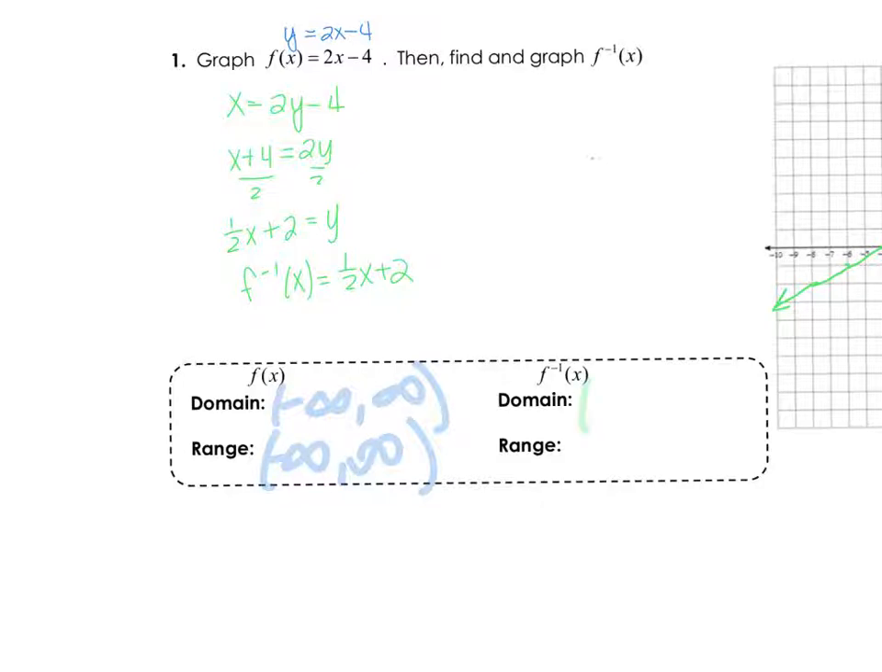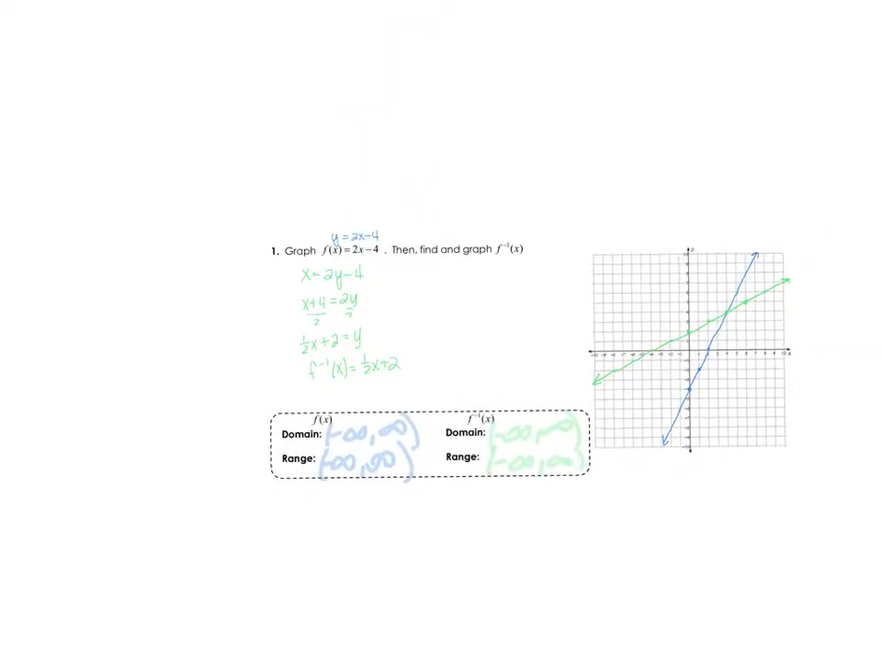My domain for my inverse is negative infinity to infinity, and my range is also negative infinity to infinity. Just because they both go both directions forever and ever, there's an arrow there.